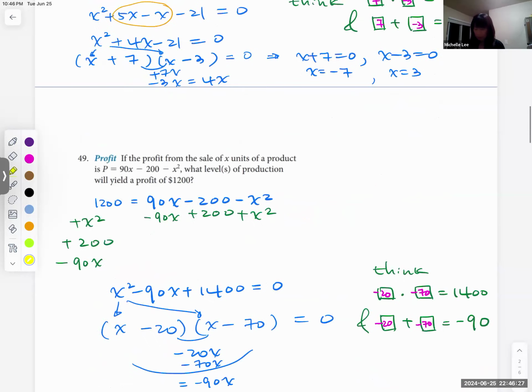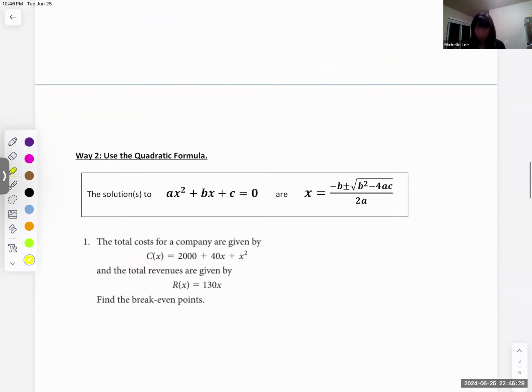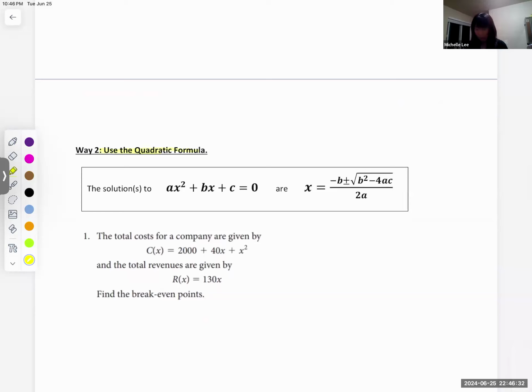Okay, second one, we use the quadratic formula. For the general form ax squared plus bx plus c equals 0, this is the quadratic formula, right? x equals negative b plus or minus the square root of b squared minus 4ac, all over 2a, right? So a, b, c stand for the coefficients and the constant from the equation.